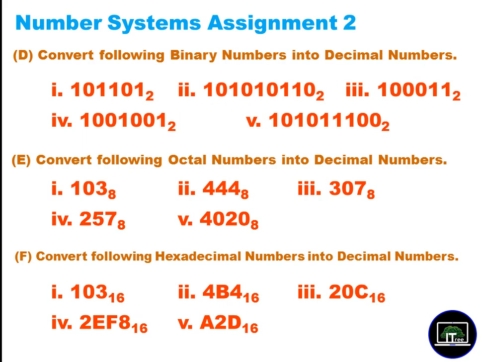Assignment 2. D. Convert the following binary numbers into decimal. E. Octal numbers to decimal. F. This hexadecimal to decimal. Do these assignments. Send me through email. I'll be marking these and send you the feedback.